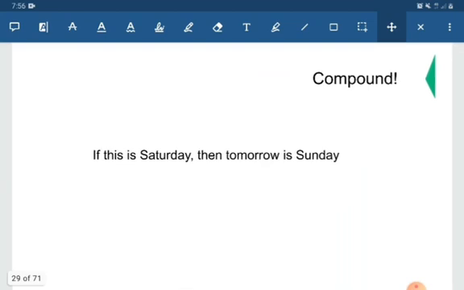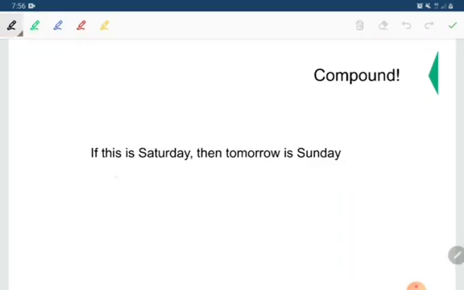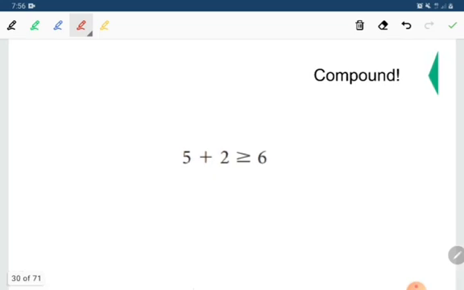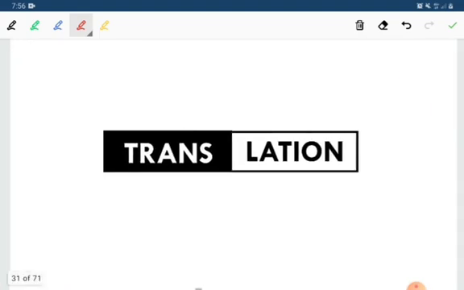Next one, if this is Saturday, then tomorrow is Sunday. This is your first statement. This is Saturday. This is the second one. These are your connectives. How about this? How do you read this? 5 plus 2 is greater than or equal to 6. This one, greater than or equal to 6. Okay, so that's also a compound statement.